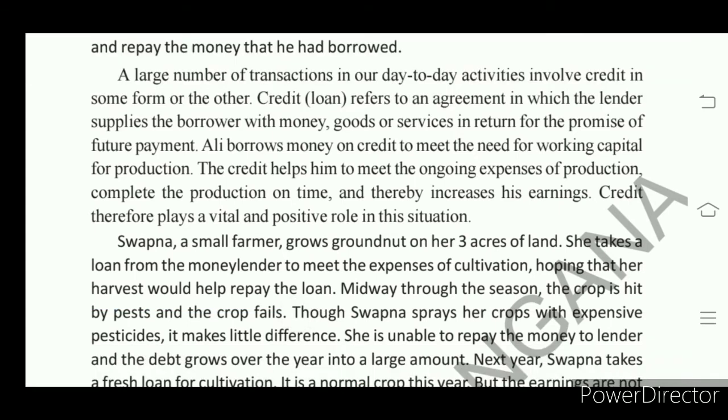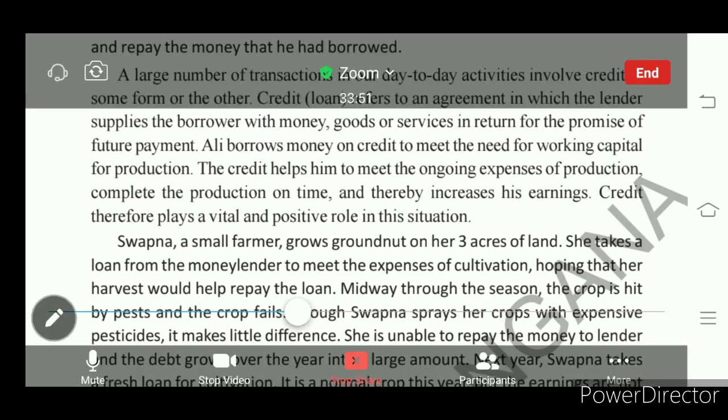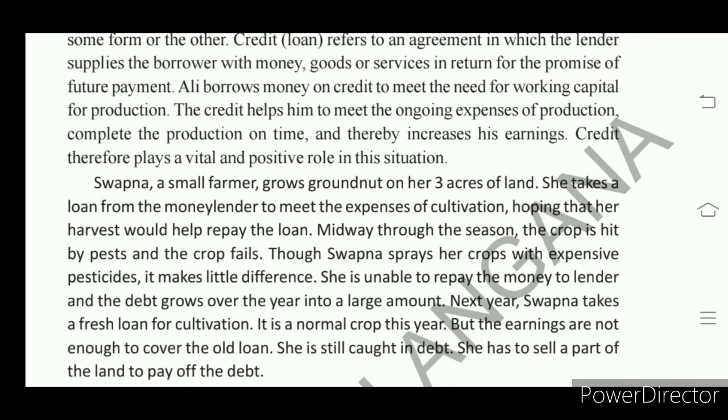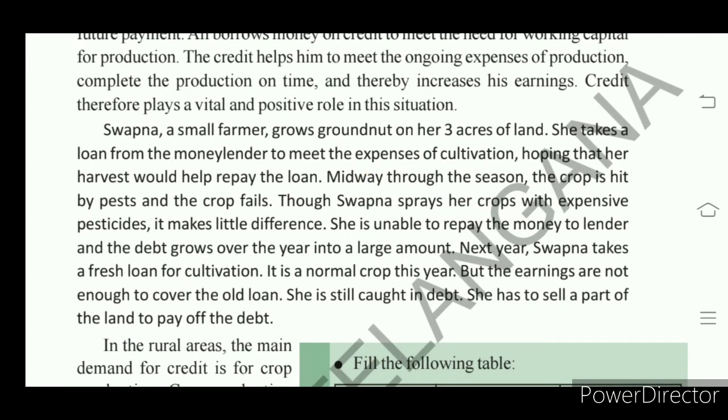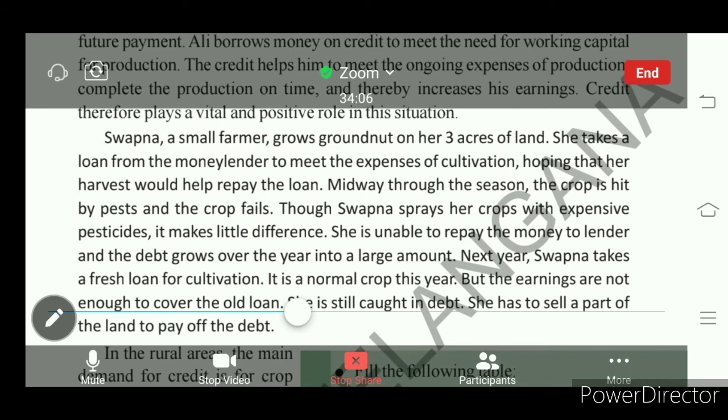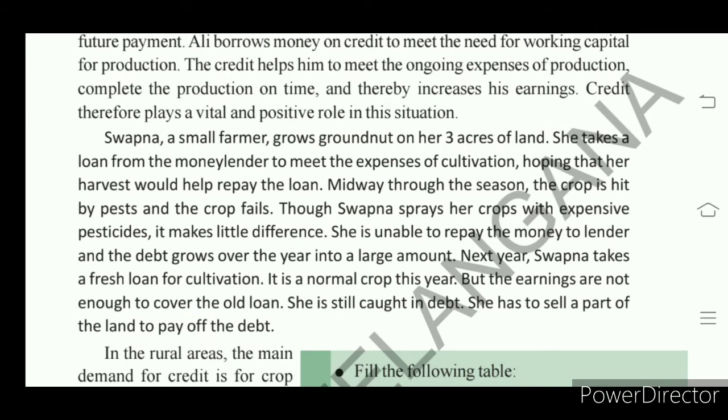In another example, we find Sapna. Who is Sapna here? A small farmer. Understand? How many acres of land does she have? 3 acres of land. Okay. What is she growing? That is groundnut. Understand? She also takes a loan from the money lender, right? Because she needs credit to meet her activities. What kind of activities? For cultivation, for buying the seeds, to pay the wages to the workers, right?